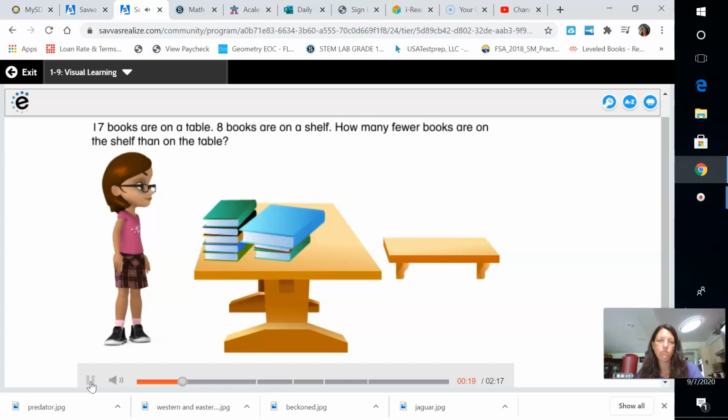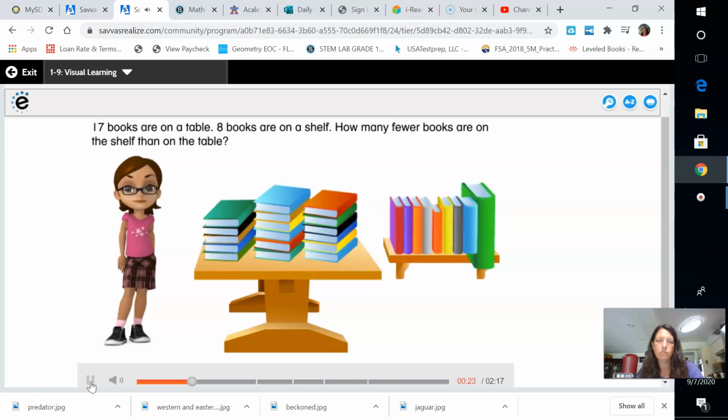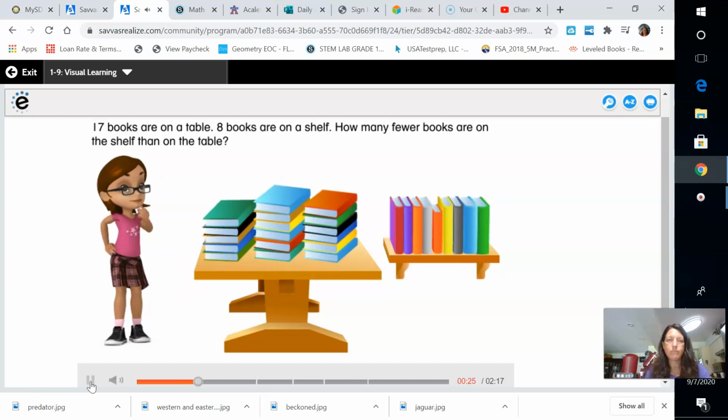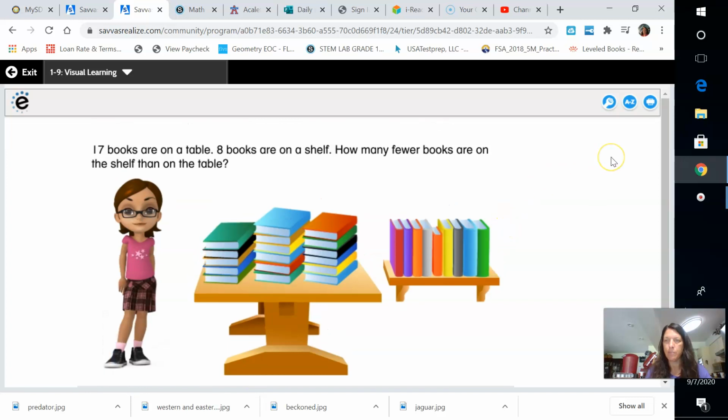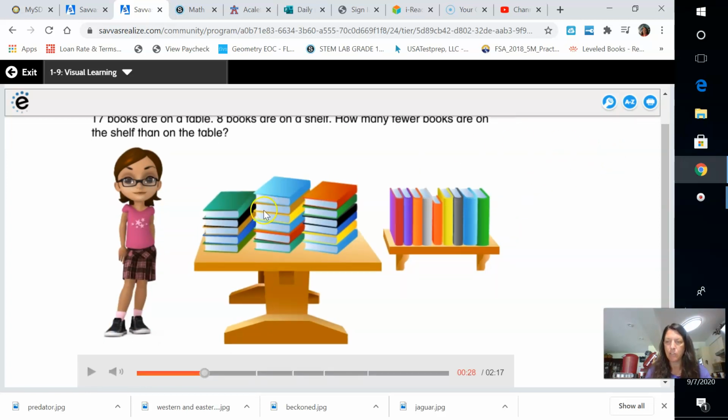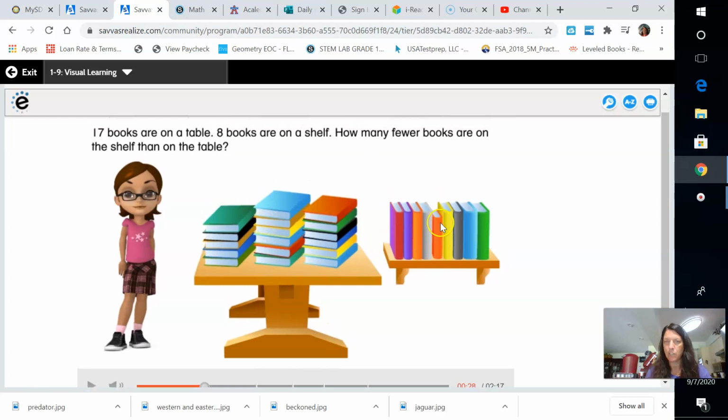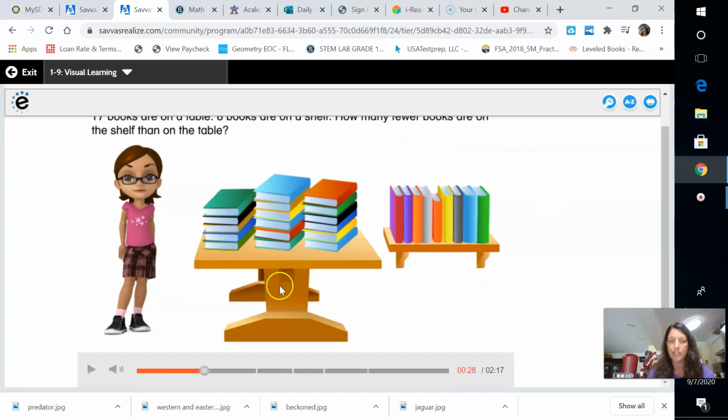17 books are on a table. 8 books are on the shelf. How many fewer books are on the shelf than on the table? Are we comparing? Yes, we're comparing how many books are on the table to how many books are on the shelf. And how many fewer is the same as how many less, right? That tells us we're subtracting.